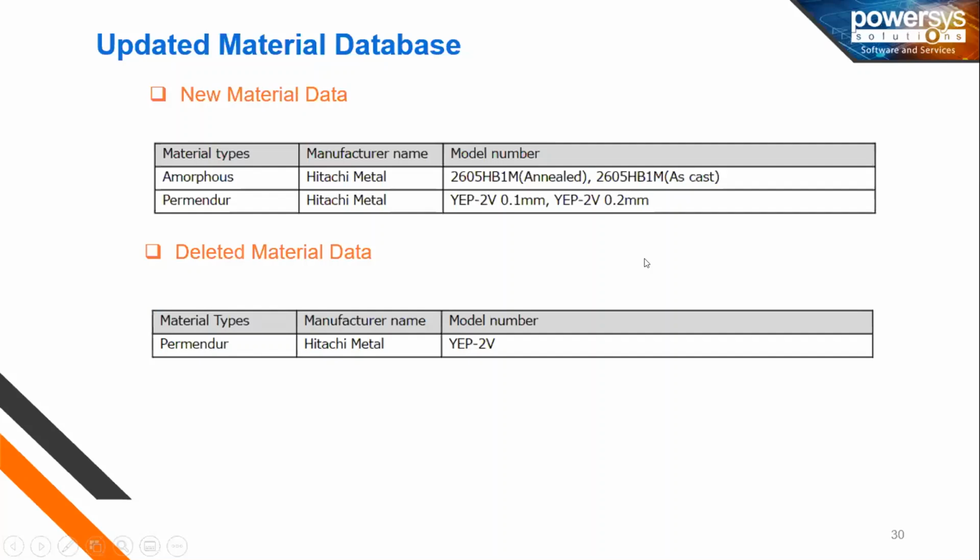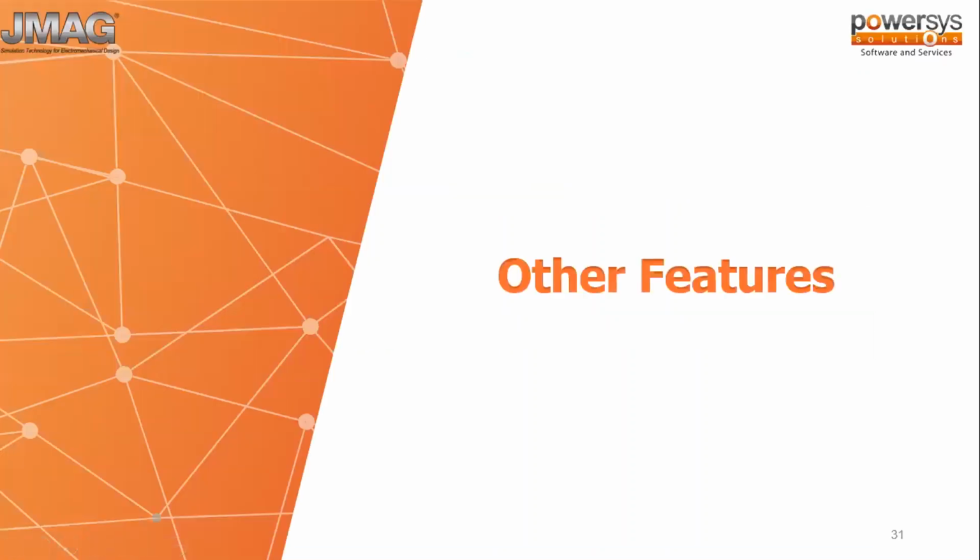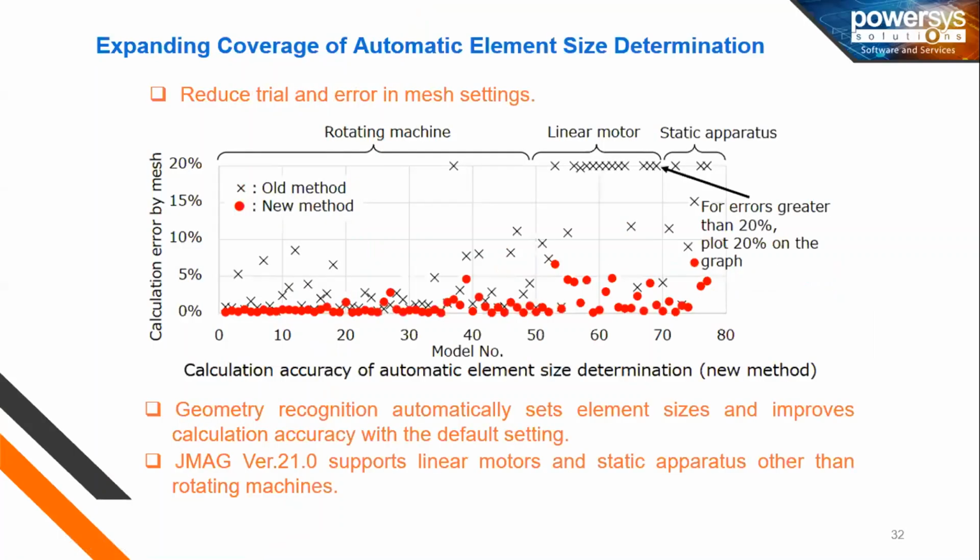And what are the other features going to be supported by version 21? One new feature is how to create the beam coils. And before seeing that, the trial and error in the mesh settings is also reduced in version 21. Version 21 is also supporting linear motors and static apparatus, and we can see that the calculation error from developing the mesh is reduced in version 21 when compared to the previous versions.